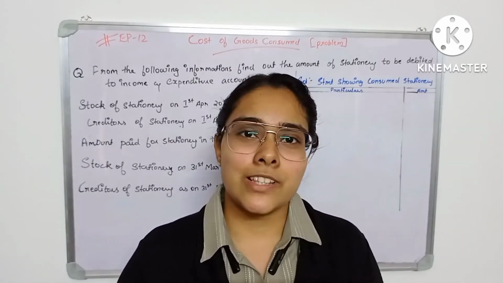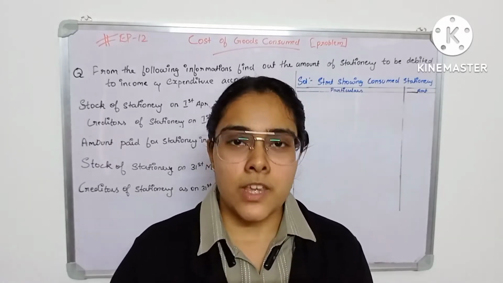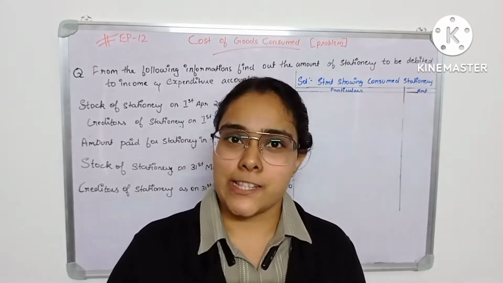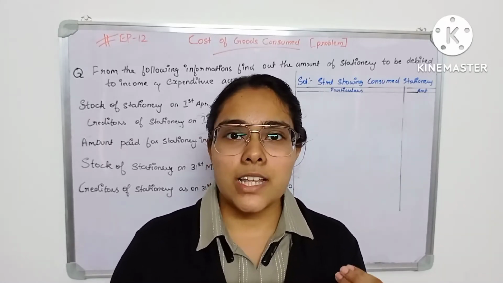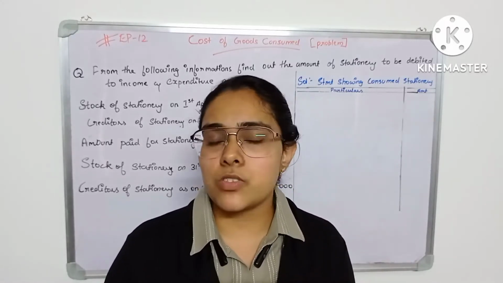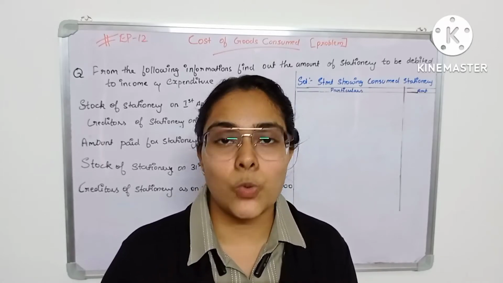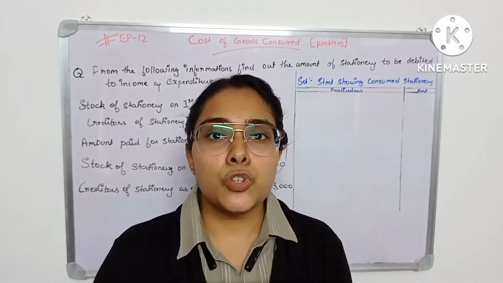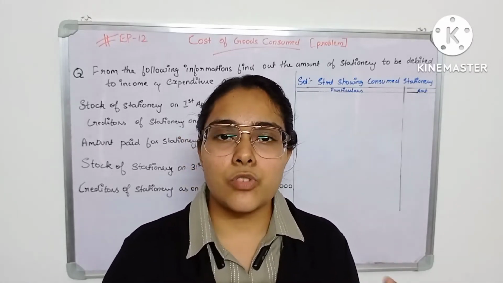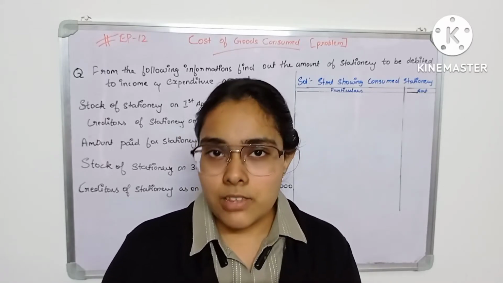In today's class, we will see a short problem with relation to cost of goods consumed. Cost of goods consumed is an expense to be debited to income and expenditure account. That can be your stationery, sports material, medicines, etc. Any goods or any item that have been consumed by you is an expense and you should debit that to income and expenditure account. It represents the amount of goods consumed by you in the current year.